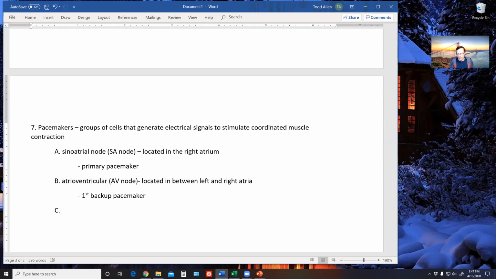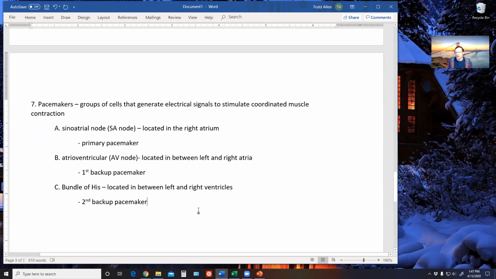And then there's a third pacemaker, which really isn't called a pacemaker. Your book calls it the bundle of conducting muscle cells, but other proper anatomy books call it the bundle of His, which is a collection of cells that are located in the septum between the left and right ventricles. And this is the heart's second backup pacemaker.